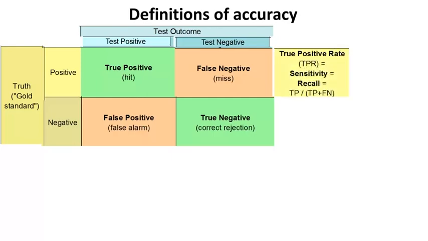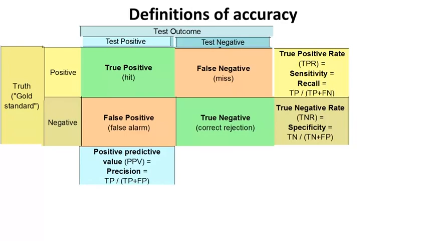The true positive rate, or sensitivity of our prediction method, is calculated as the number of true positive cases over the total number of positive cases. The true negative rate, or specificity of our prediction method, is calculated as the number of true negative cases over the total number of negative cases.